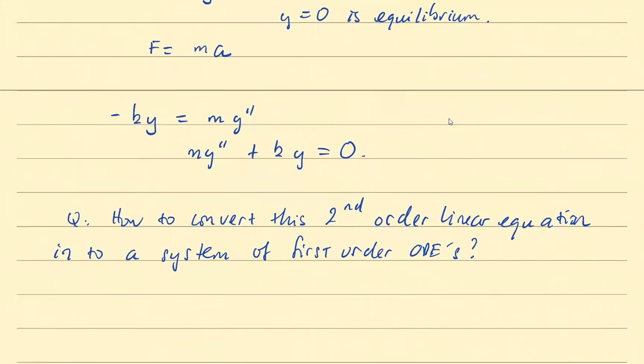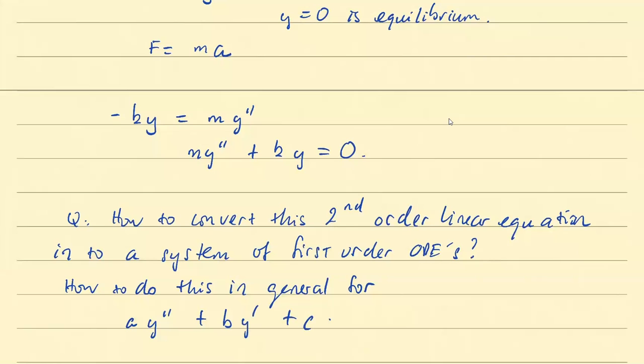And actually the question in general is how to do this in general. For now, let me just quote a second order equation, but it can be a higher order equation too. Let's say a y double prime plus b y prime plus c y is equal to, let me call this f of t.